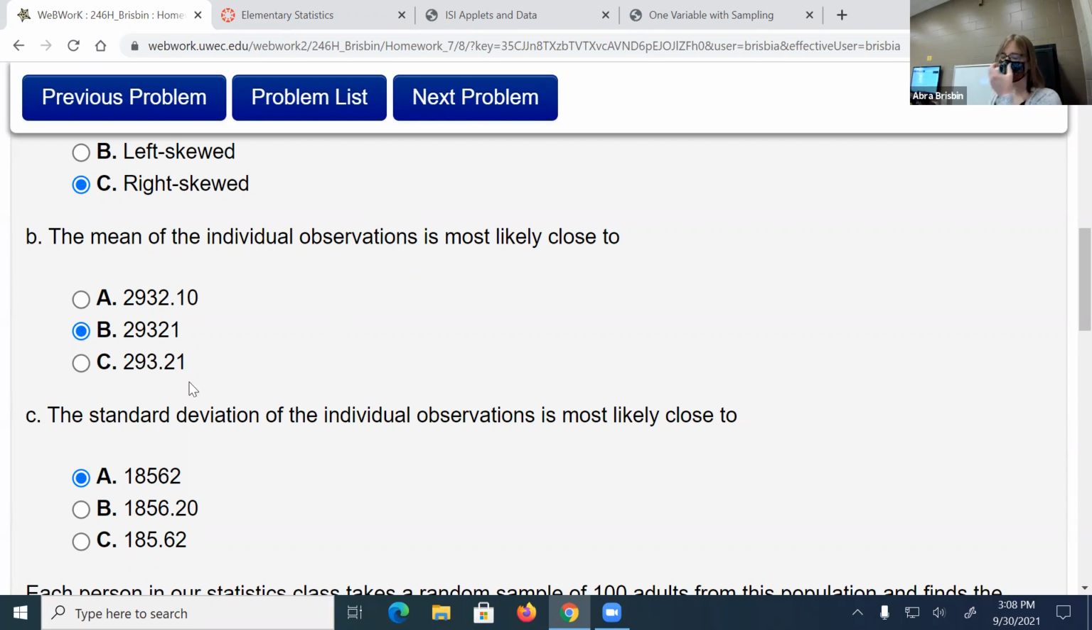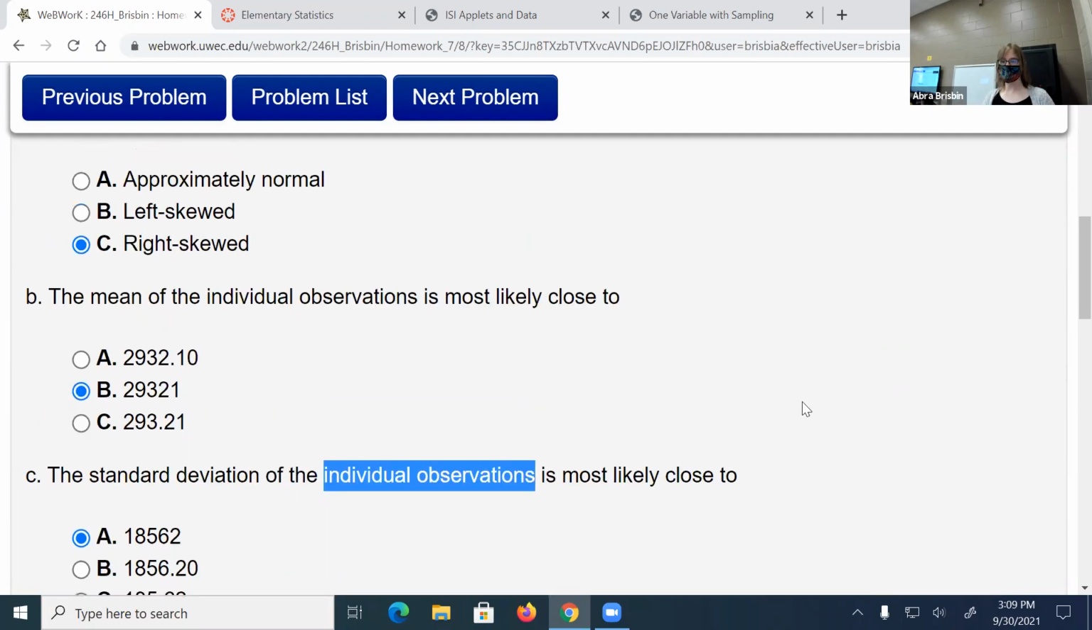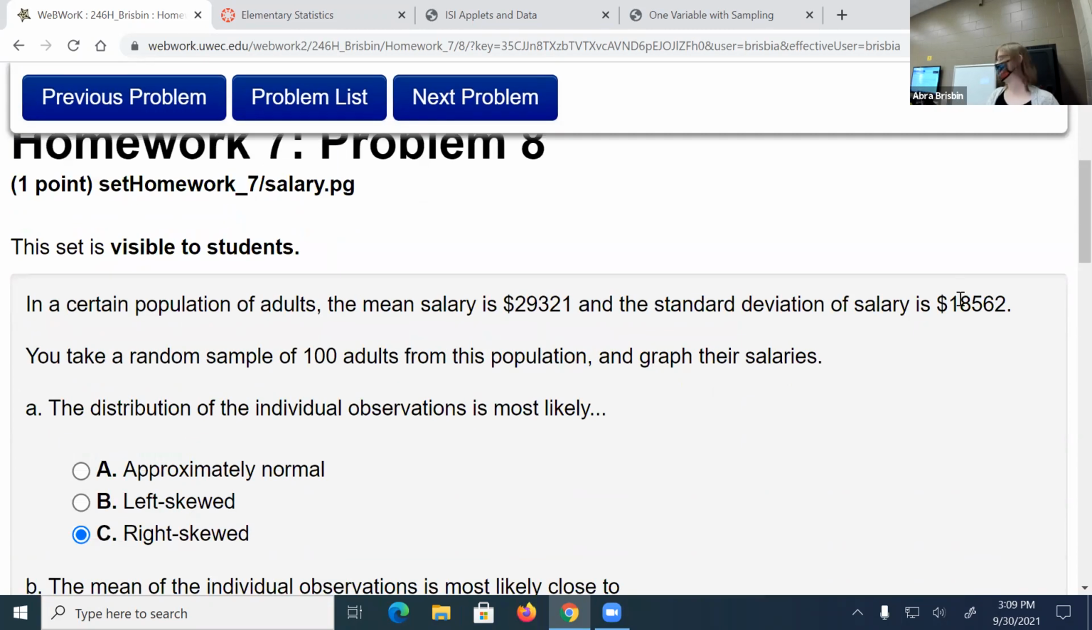And then the part C, the standard deviation of the individual observations. This is tricky because you need to look at which standard deviation it's asking about. So this is saying the standard deviation of the individual observations. So in other words, taking these 100 values and just finding their sample standard deviation. That's most likely close to the standard deviation of the population. So that's most likely close to 18,562.